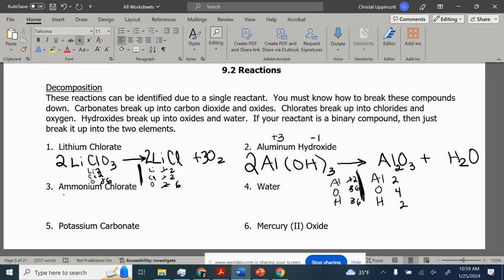I need 6 over here. So if I put a 3 here, that's going to give me 6 hydrogens. It will also give me 3 oxygens from here, plus how many oxygens from here? 3, for a total of, and I'm balanced. See why I started with that hydrogen down there instead of the oxygen? Because it being in multiple places makes it a little messier.